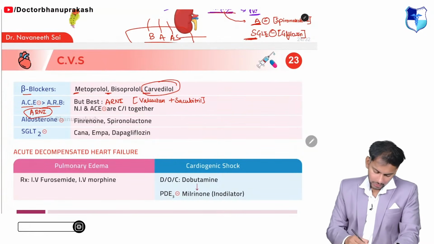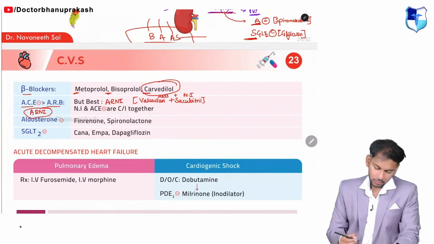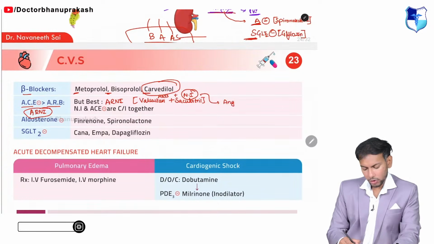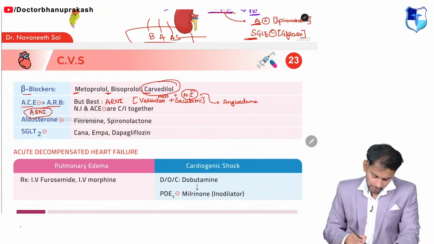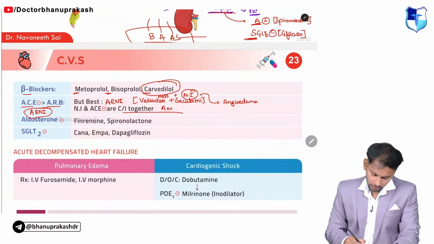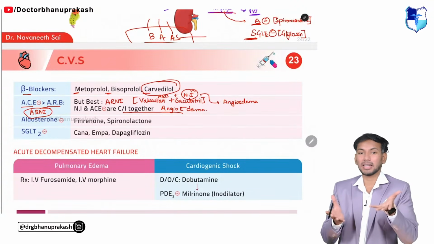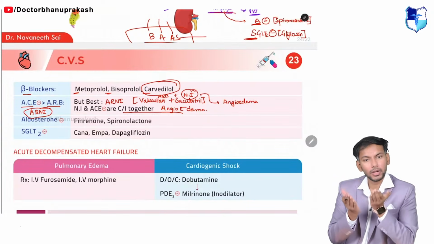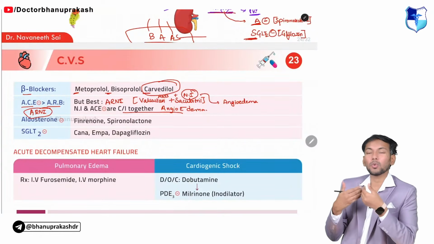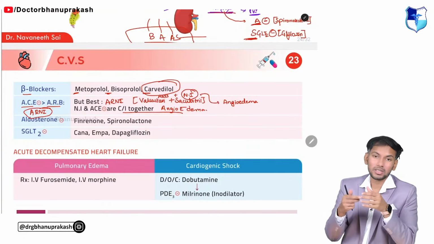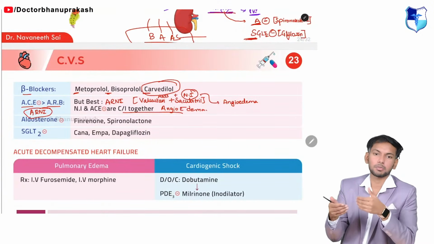Why are we giving ARB plus neprilysin inhibitor? Because neprilysin inhibitor will also cause angioedema. If you give it along with ACE inhibitor, it will also cause angioedema. So, there is severe angioedema. That is why these are contraindicated together. They cannot be given together. Before, we made a drug called omapatrilat. It is ACE inhibitor plus neprilysin inhibitor. It caused severe angioedema in patients, so this has been banned.